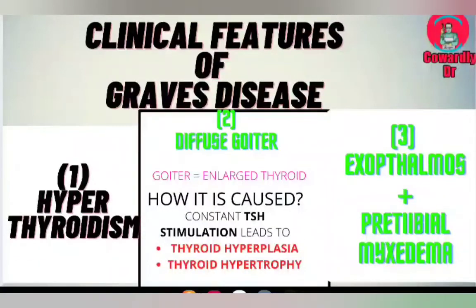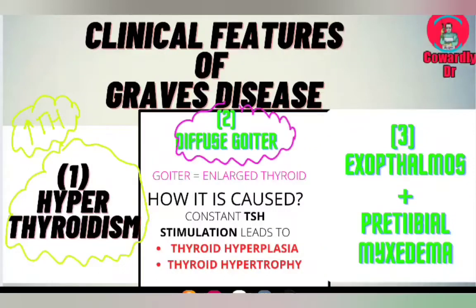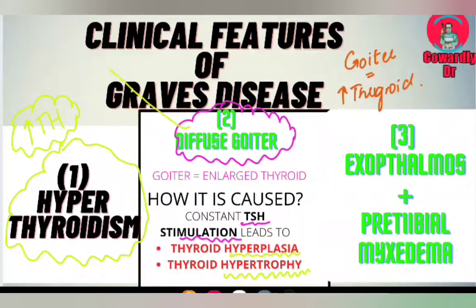Now we will discuss the clinical features of Graves' disease. The first clinical feature is hyperthyroidism, in which the thyroid hormone increases too much. The second clinical feature is the diffuse goiter. Now what is diffuse goiter? Whenever we hear the term goiter, it means that the thyroid is enlarged. Now how is it caused? It is caused when TSH stimulation leads to hyperplasia as well as hypertrophy of the thyroid. So in the diffuse goiter there is hyperplasia as well as hypertrophy of the thyroid.